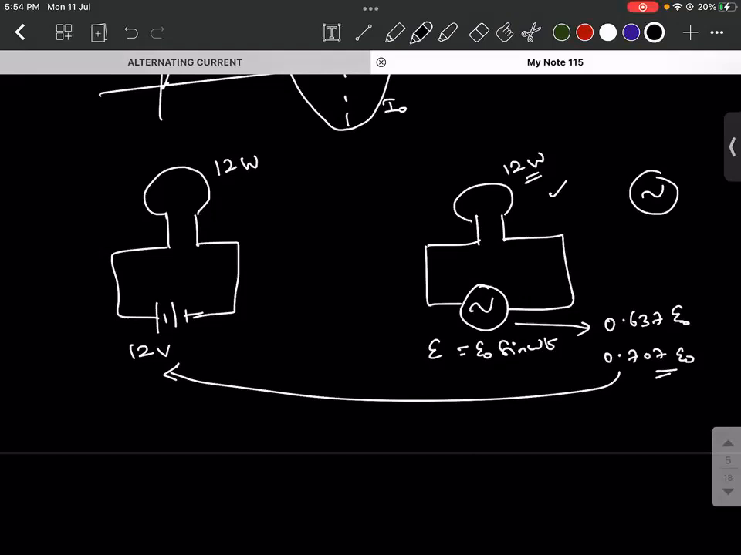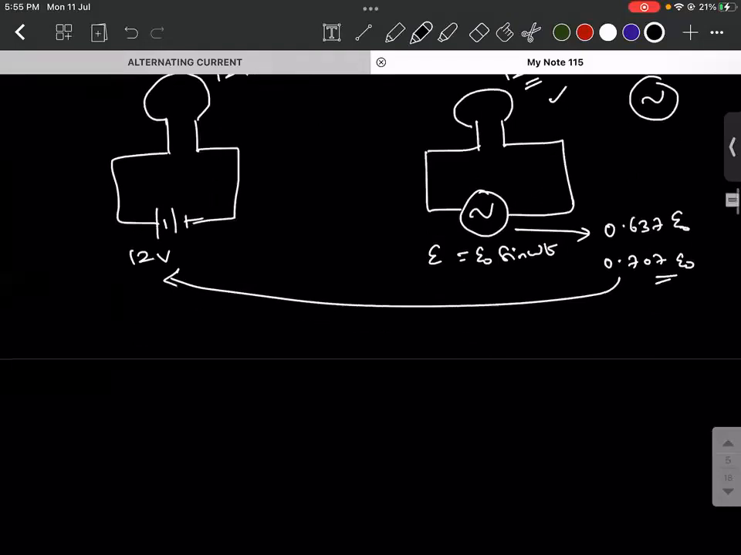From this, what we can conclude is, what is the value of voltage we are getting at our home? It is somewhere around 220 to 240. That's what we see. So on an average, you can take it as 230 volt. So this 230 volt that we are receiving at our home is actually not the peak value of AC, rather it is the RMS value of AC.